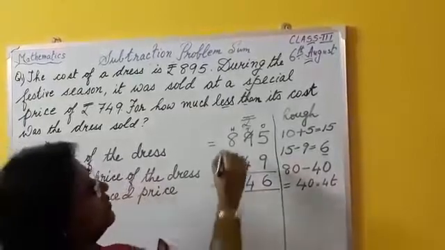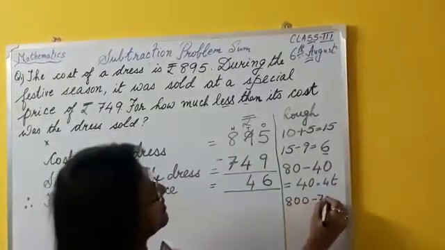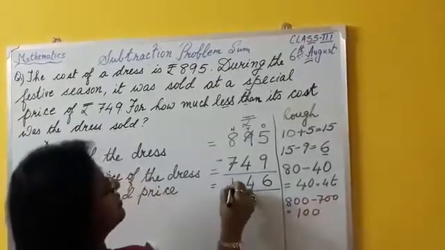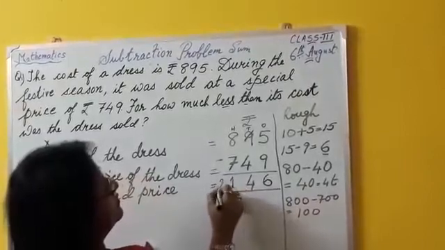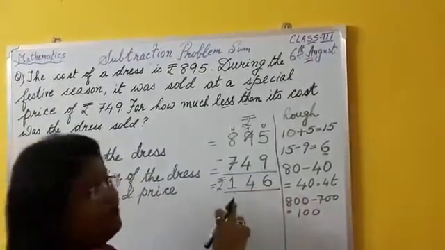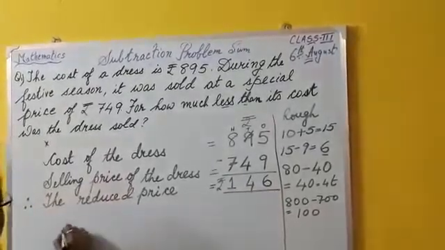Okay. Now here you have 800 minus 700. So how much you get? 100. So you write here 1. Rupees 146. This discount the shopkeeper gave. This money was reduced. So what will be your answer?